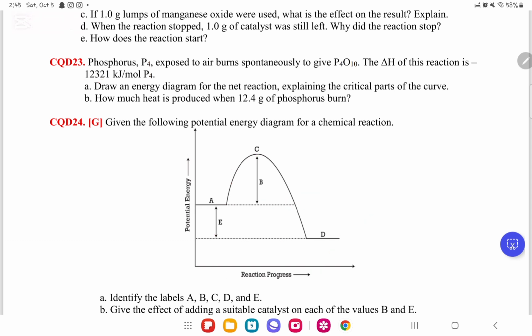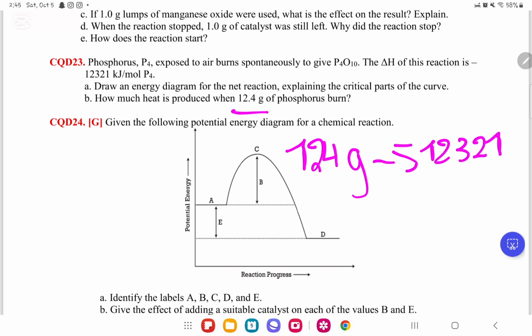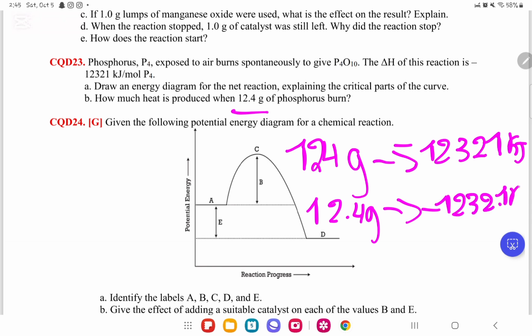For part B, how much heat is produced when 12.4 grams of phosphorus burns? What's the molar mass of phosphorus? The molar mass of phosphorus is 124 grams. Okay, I used Google to get it. We're not supposed to know it. So 124 grams of phosphorus gives us negative 12321 kilojoules. All right. However, 12.4 grams will then give us negative 1232.1 kilojoules. This is stoichiometry, okay?